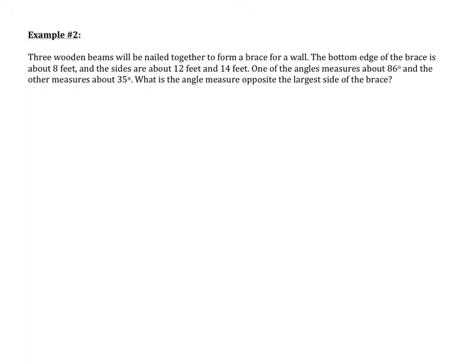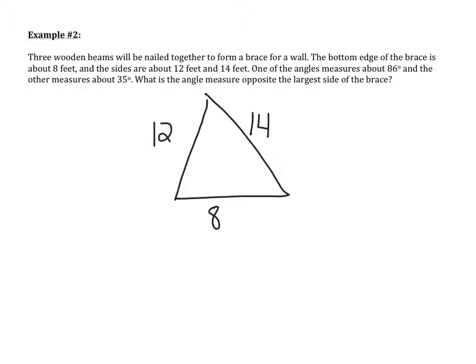So let's draw a picture. It says the bottom edge is 8 feet, and the two other sides are 14 and 12. So we have a 12 right here and a 14 right there. It says that we have angle measures of 86 and 35. We can find that third angle by doing 180, which is the total number of degrees in a triangle, minus the 2 angles that we were given, which is 59 degrees. So our 3 angles are 86, 35, and 59.